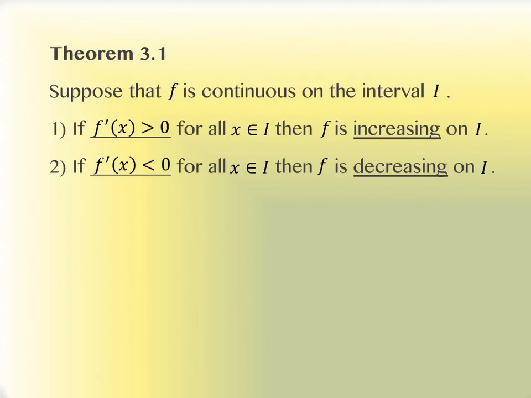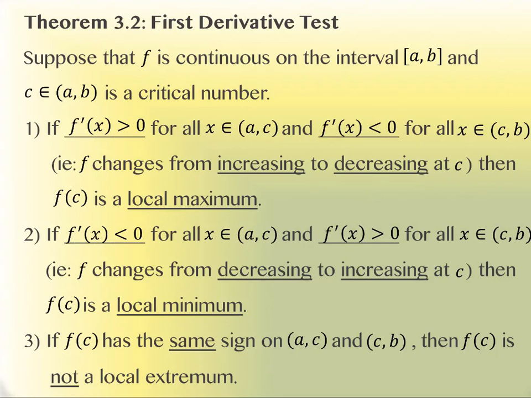So let's take a look at one more theorem. This is the first derivative test. There's a lot of writing on this one, so you guys have a lot of it already written down for you. Conditions first. It's continuous, and C is a critical number between A and B. All right, so this says that the derivative is positive between A and C, and this says that the derivative is negative between C and B.